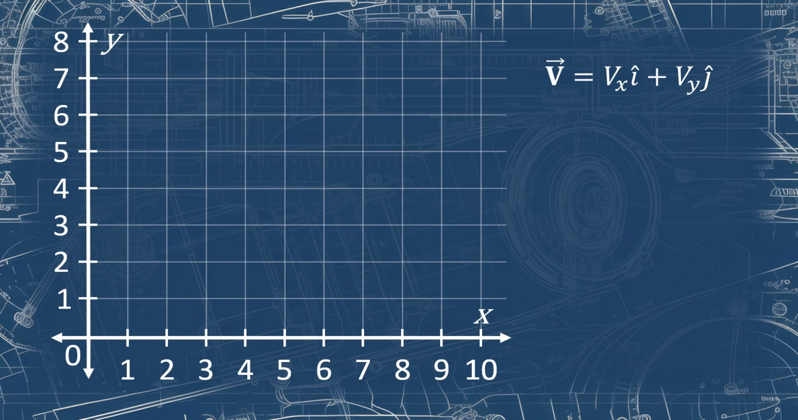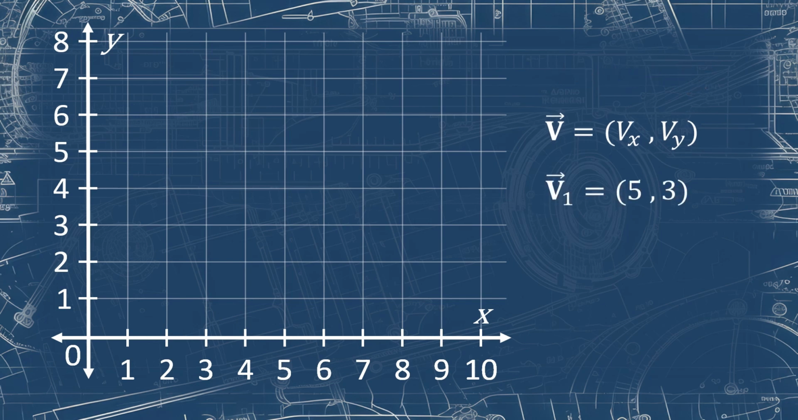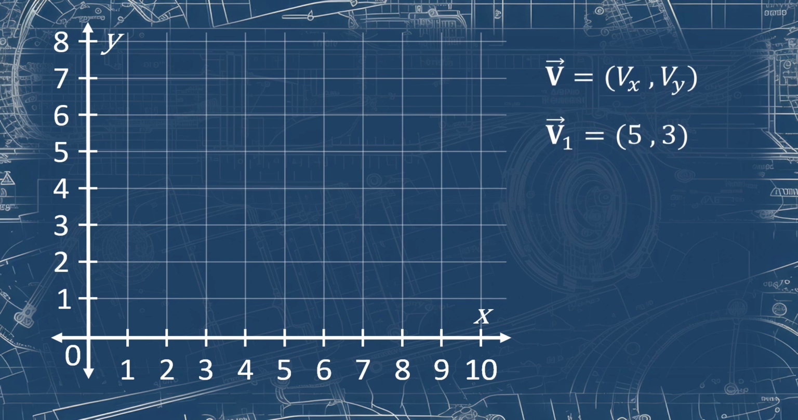So I prefer to write my Cartesian vectors as an ordered pair like this. The first number tells us how far we go in the x direction, and the second tells us how far we go in the y direction. Let's do an example. If we have vector v1 equals (5, 3), we need to go 5 steps in the x direction, which is to the right, and 3 steps in the y direction, which is up, starting at the origin. The vector is formed by drawing an arrow from the starting point to the ending point, like this.